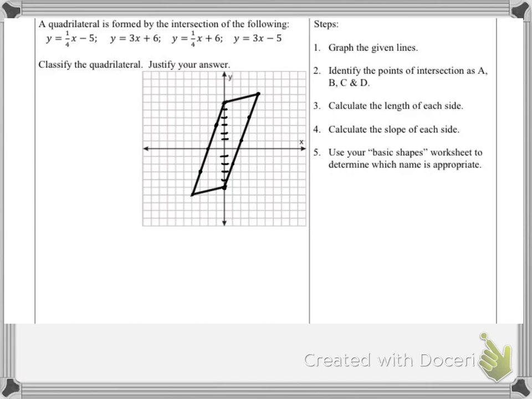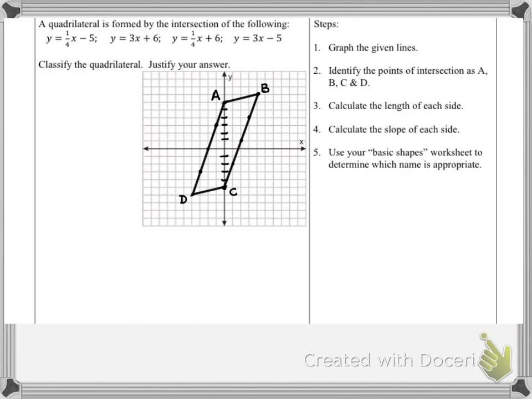All right. I think I'm just going to start in the top left corner for labeling. So if I call this point A, B, and I'm just going to work my way around the shape, C and D. All right, I need to be able to identify the type of quadrilateral that's formed.